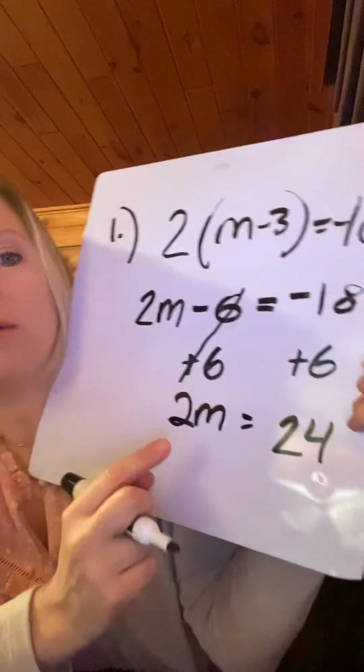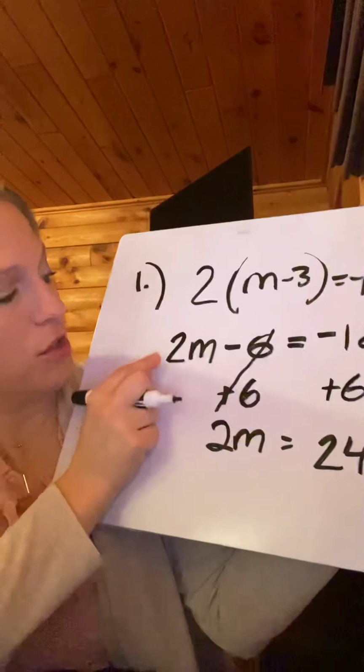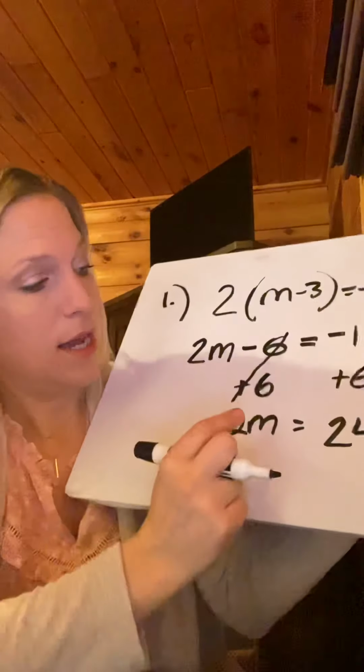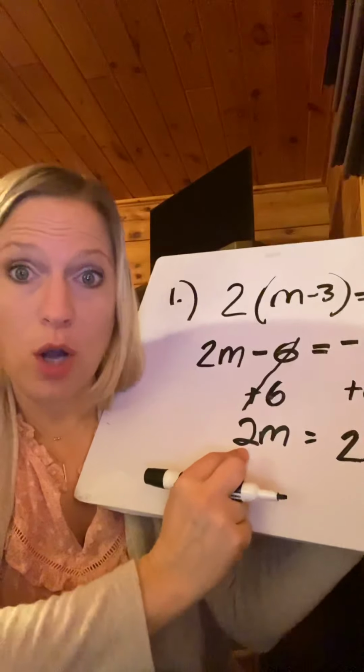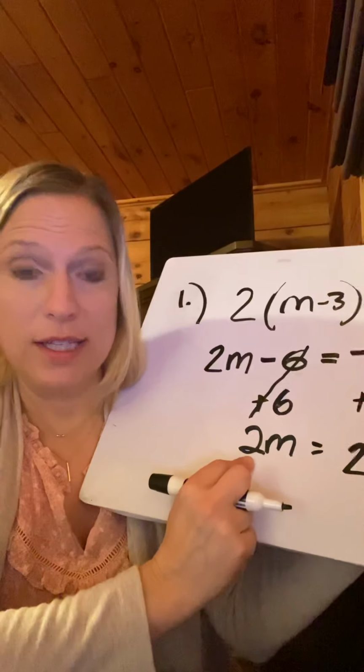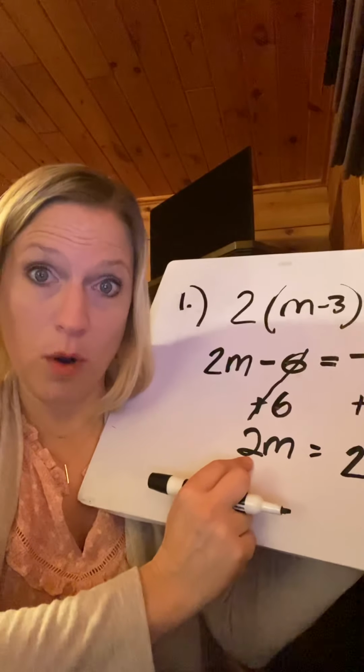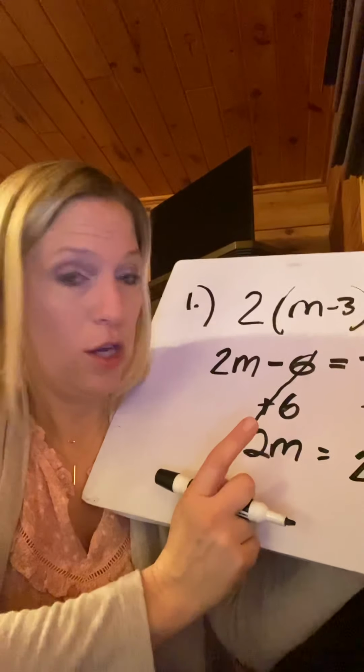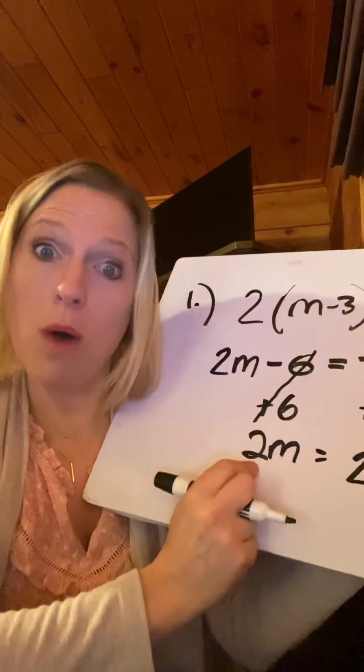Remaining on this side is the 2m. Make sure it's not negative, that sometimes is forgotten. Now you want to get rid of the coefficient. So in my class for consistency right now, we are always getting rid of coefficients by dividing by them, so we can turn the coefficient into a 1. So we are going to divide everything by 2.